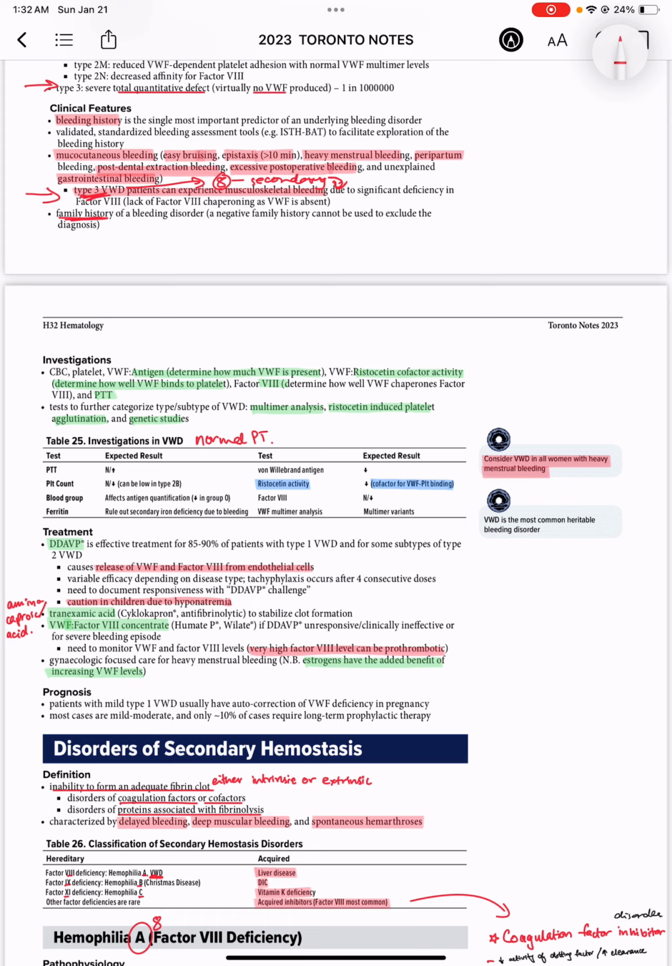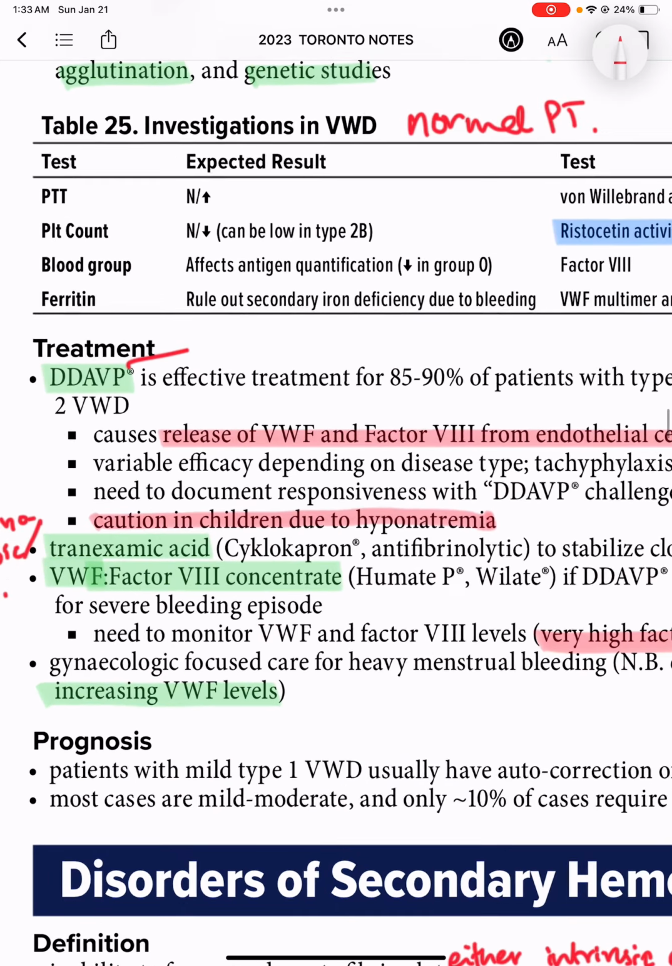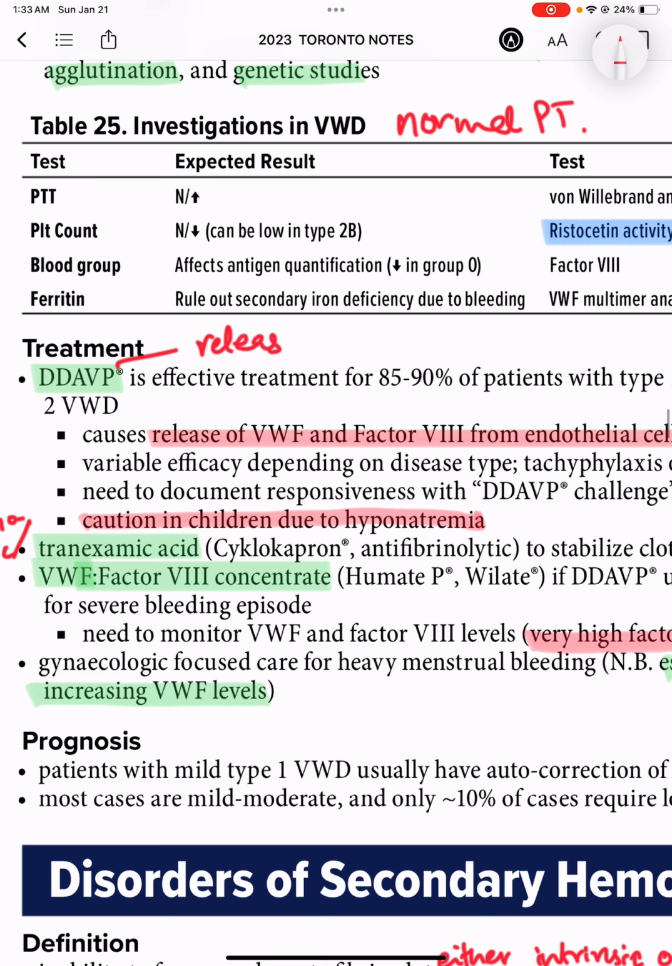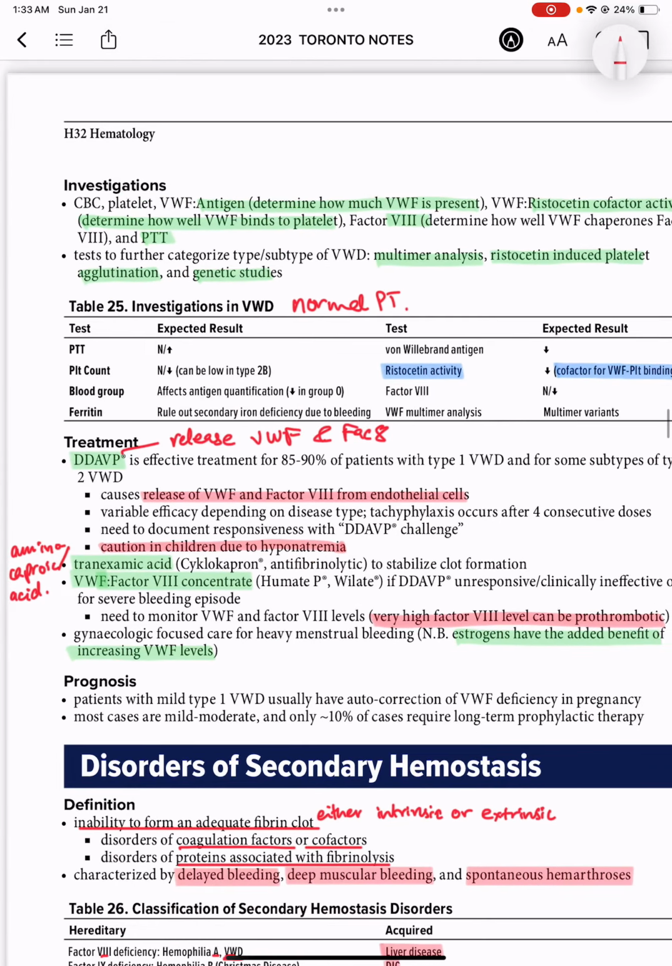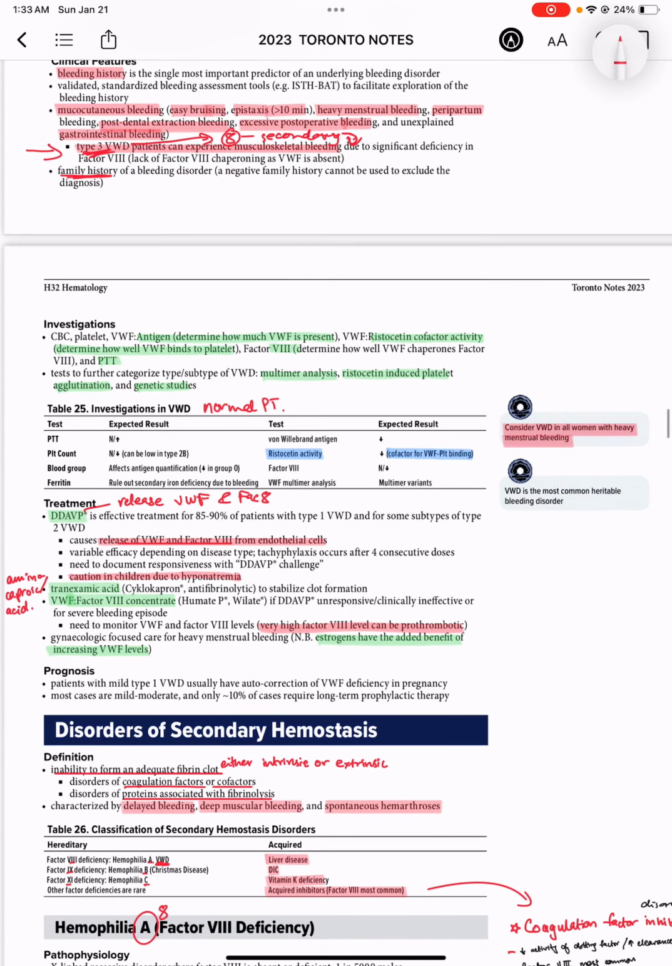But what desmopressin would do is just release von Willebrand factor and factor 8. So this would help. It releases von Willebrand factor and factor 8 from the endothelial cells, but we have to use it cautiously because in children it can cause hyponatremia. So von Willebrand disease and hemophilia are treated with desmopressin because desmopressin releases VWF and factor 8.